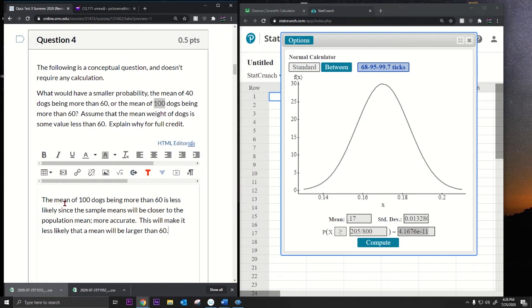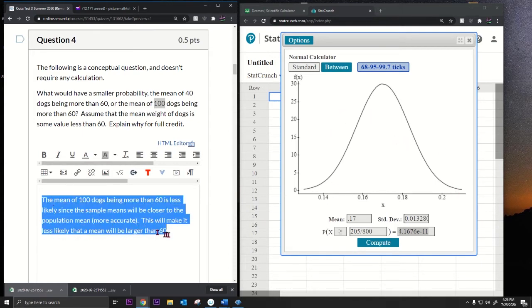So yeah, I was getting too complicated. Let's just leave it like that. That should suffice. The mean of 100 dogs being more than 60 is less likely since the sample means will be closer to the population mean because it's more accurate. I should maybe put that in parentheses. Closer to the population mean, more accurate. This will make it less likely that the mean will be larger than 60. Yeah, I wish I could draw this out. It'd be better if I drew a picture, but we'll just use our words on this one.